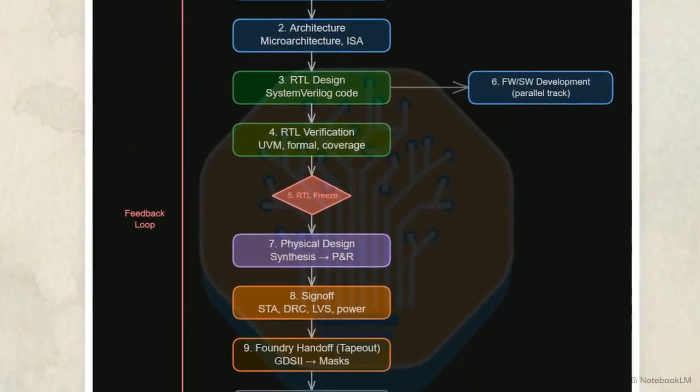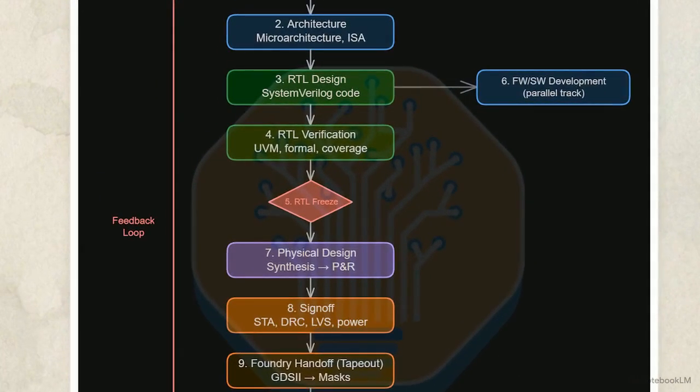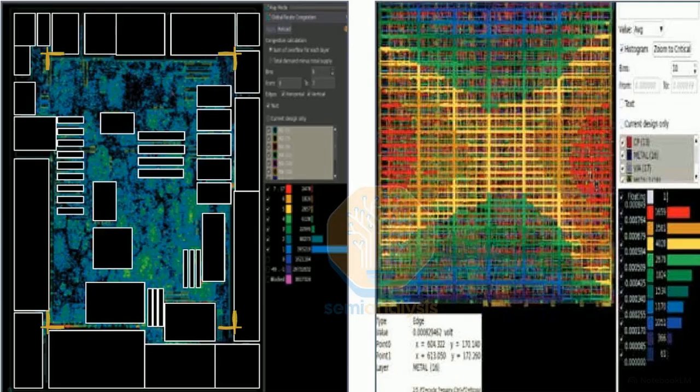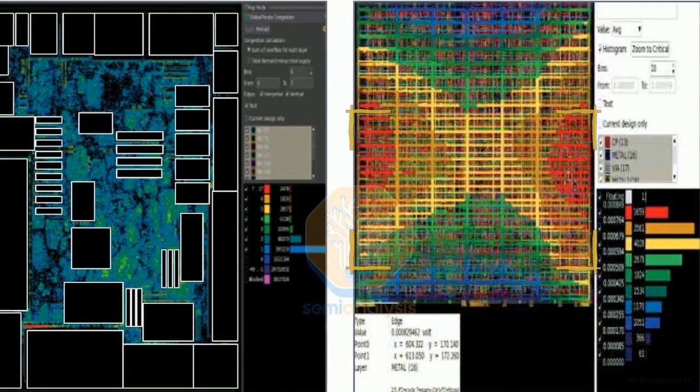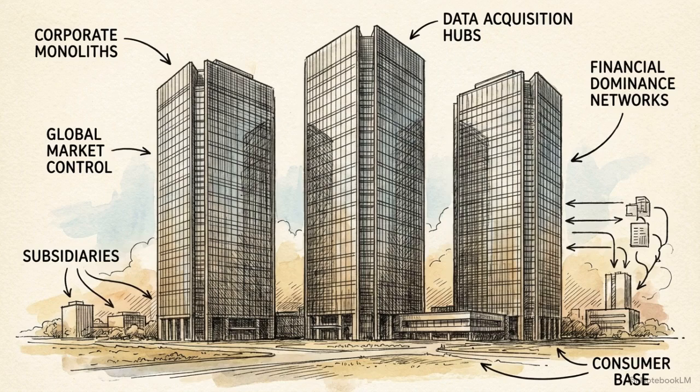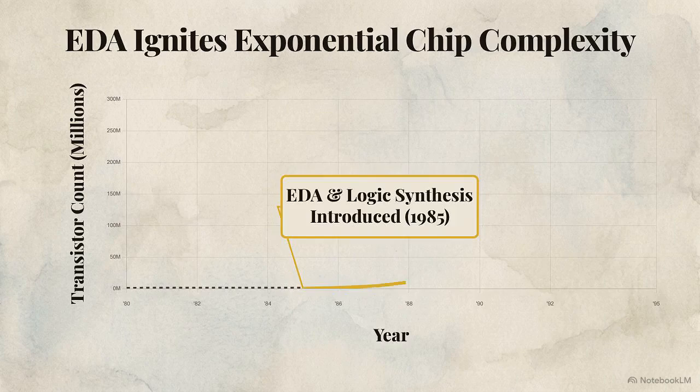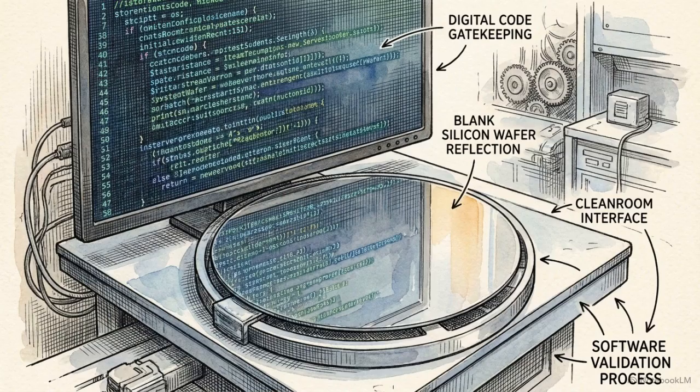The critical transition occurs between steps 3 and 7, where human intent, SystemVerilog code, is converted into a physical geometry via logic synthesis. This is the Synopsys IC Compiler 2 interface, displaying a routing congestion heat map. EDA software actively manages the spatial requirements and power delivery for billions of individual transistors. 3 companies, Synopsys, Cadence, and Siemens, monopolize the software. Without their tools, no chip designed after 1985 would exist. They operate as the strict gatekeepers of the current manufacturing cycle.